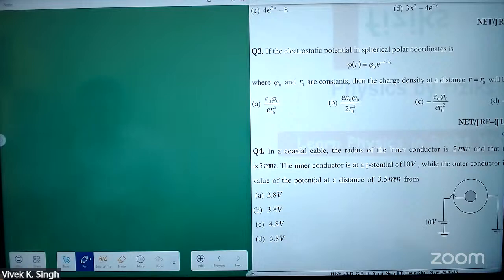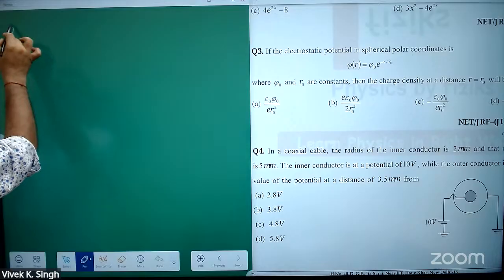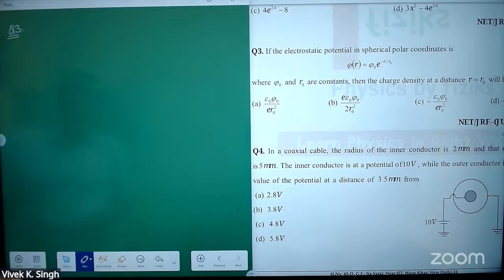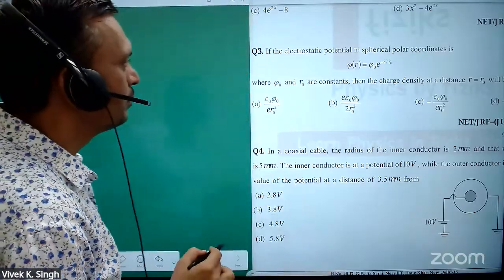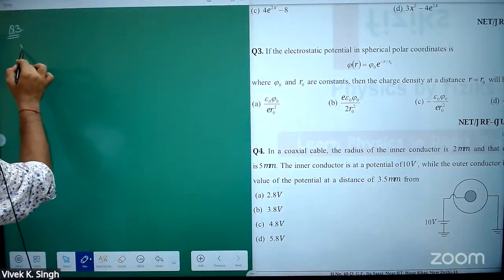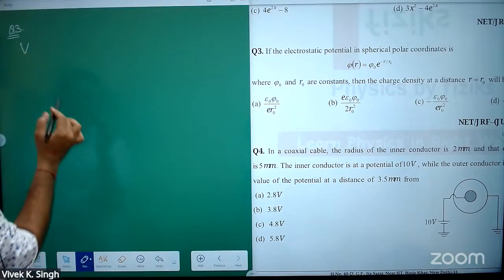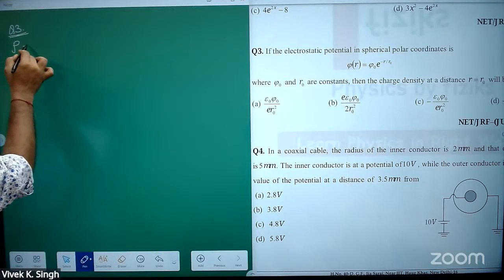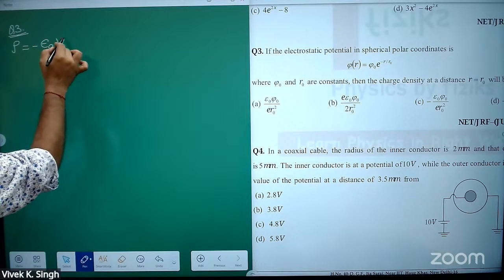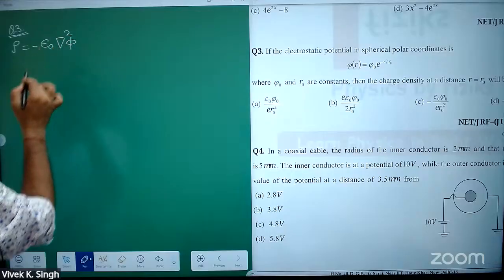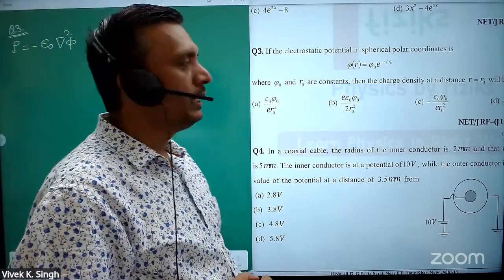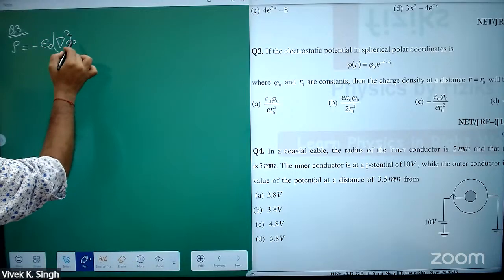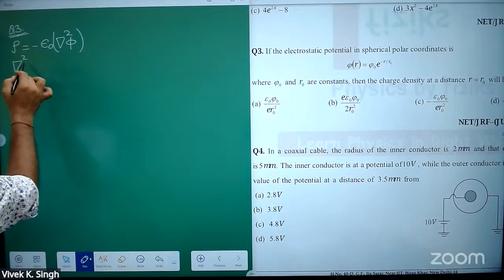Try to calculate. So, question number 3. Potential is given and you have to find charge density. So you have to use Poisson's equation. Charge density rho is minus epsilon naught del square phi. And what will be del square phi? In spherical polar coordinates, let's first find del square phi.